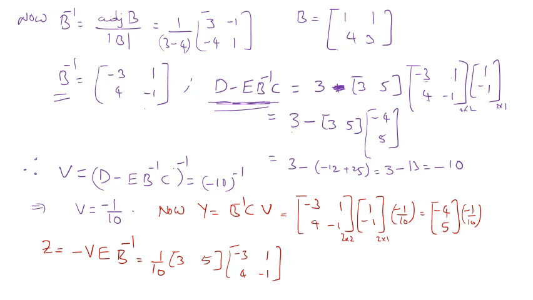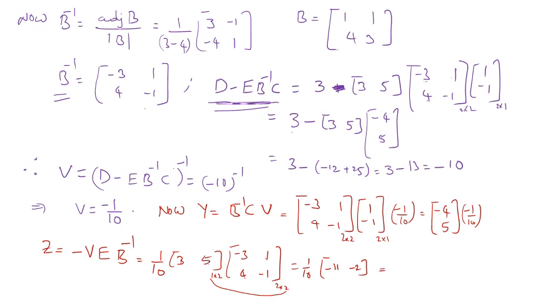So after taking this, this is what matrix? This is 1 by 2 and this is 2 by 2. So this is 1 by 10. Result matrix is what? 1 by 2 matrix. So 3 into 3, minus 9. Minus 9 plus 20, minus 11. Next 3 minus 5, minus 2. Done. So this value is what? Z value is minus 1 by 10.